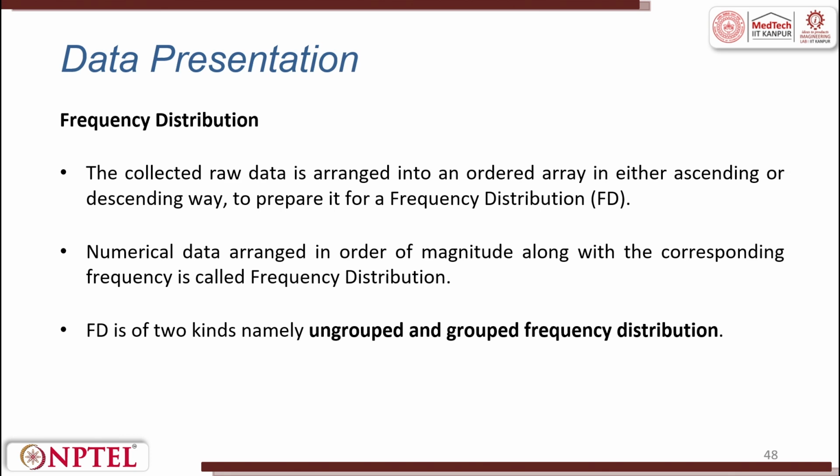Let me first talk about the tabular form. In the tabular form, we have one term known as frequency distribution. The collected raw data is arranged into an ordered array in either ascending or descending way to prepare it for frequency distribution. Numerical data arranged in order of magnitude along with the corresponding frequency is called frequency distribution.